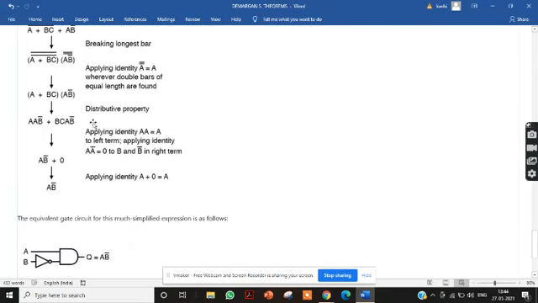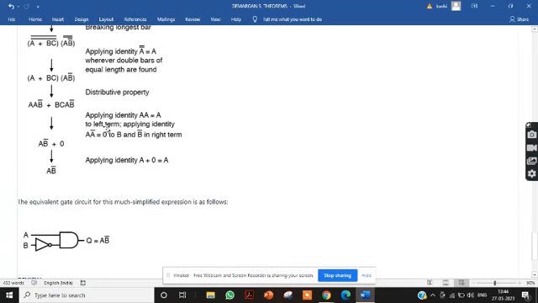Now you have to apply the distributive property, so you multiply with these two terms: A into AB bar plus BC into AB bar. Now you have to remember what identities there are. A into A becomes A.